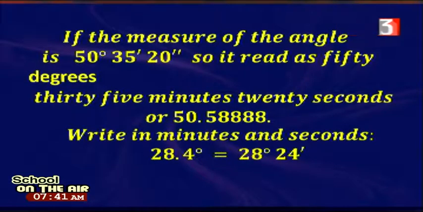Then have an example. Write in minutes and seconds 28.4 degrees. How can you write it in the form of minutes and seconds and degrees and so on? By using your calculators. Write on the calculator 28.4 degrees, then press equal, then press the button degrees. You are going to obtain a result as 28 degrees, 24 minutes, as in the form in front of you.